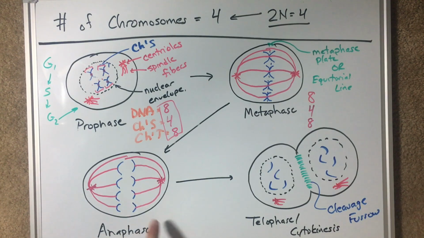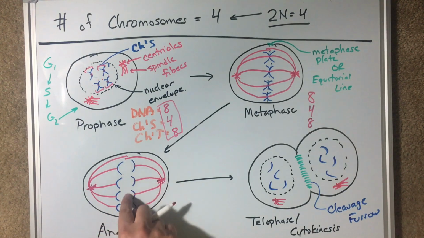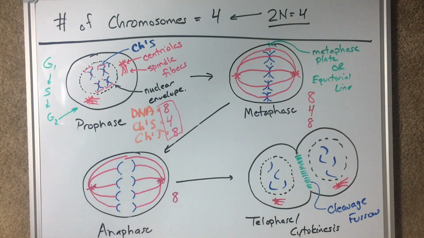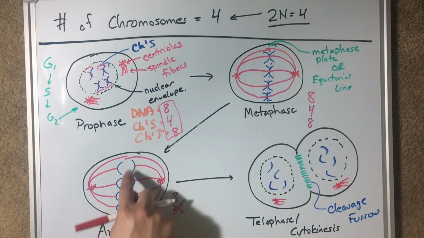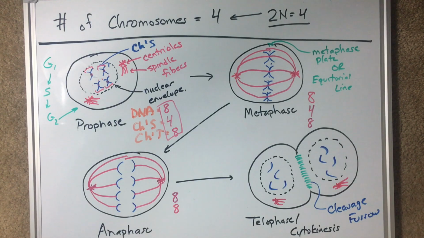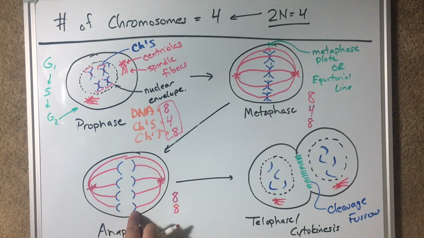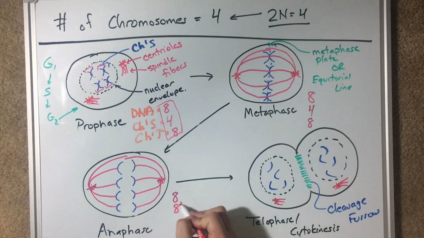How about in anaphase? This is the tricky one here. How many DNA molecules do we have? Well, 1, 2, 3, 4, 5, 6, 7, 8. Still 8. How many chromosomes do we have? Is it 4? No. It's not 4. It is 1, 2, 3, 4, 5, 6, 7, 8. And the reason why there's 8 is because you have 8 entities of DNA. So there's 1 entity, 2 entities, 3, 4, 5, 6, 7, 8. This is a tricky one.